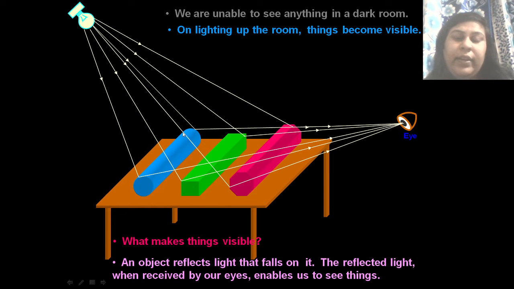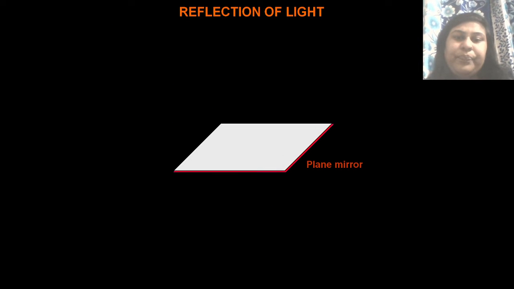Next, reflection of light. Chapter 10 is divided into two parts, reflection and refraction. We will start with the first part, the reflection of light. You can see in the last slide that light rays are incident on the object and they are reflected in the same direction in the same medium. That is known as reflection of light. It means the bouncing back of light is known as reflection of light.